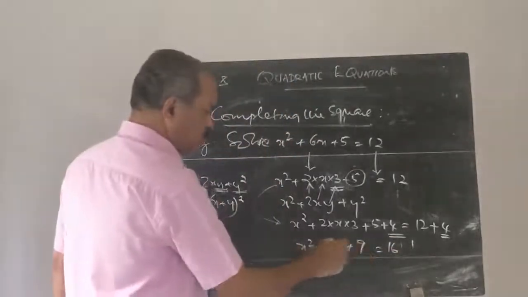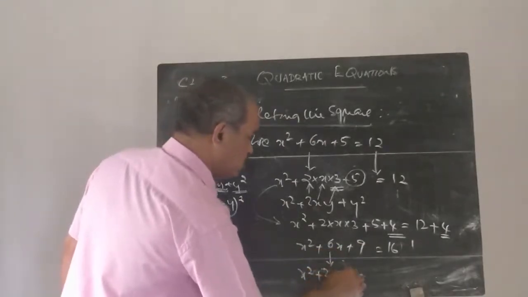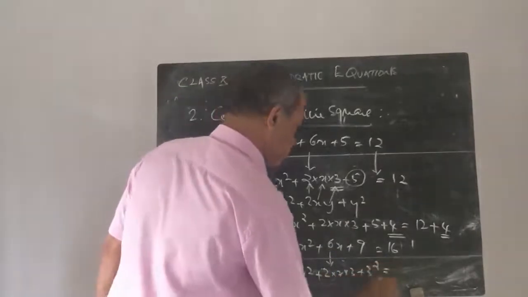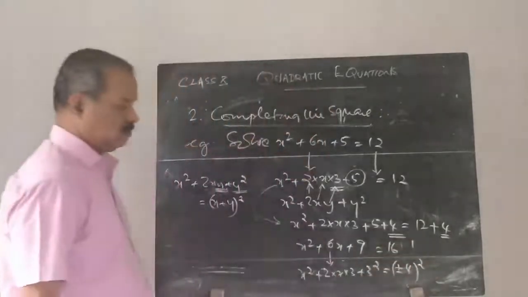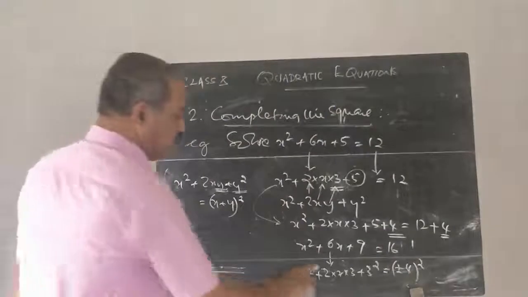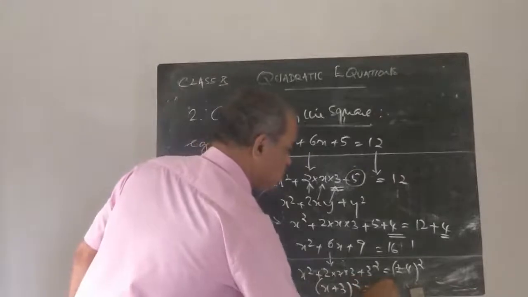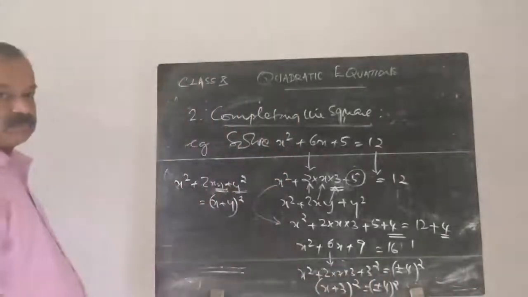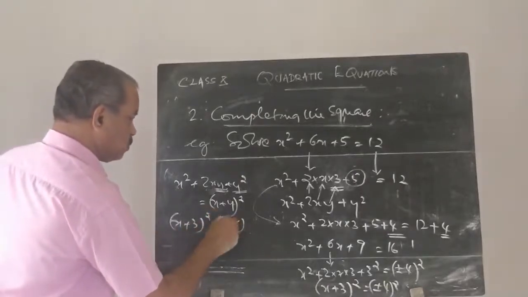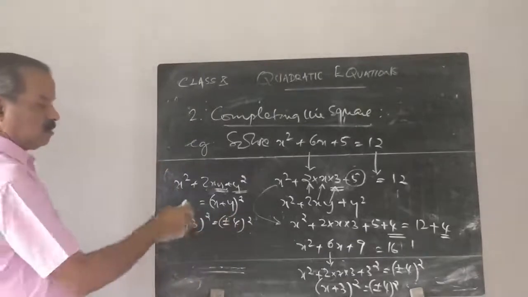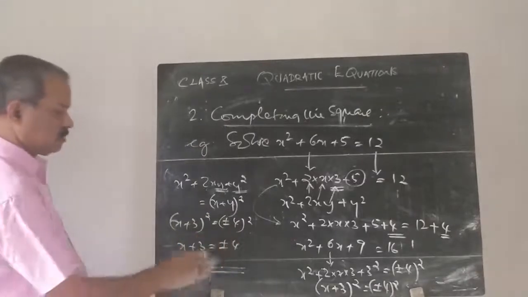That 9 means 3 square. So actually this form is x square plus 2 into x into 3 plus 3 square equal to plus or minus 4 the whole square. The left hand side is x plus 3 the whole square, equal to plus or minus 4 the whole square. Remove the squares from both sides. We get x plus 3 equal to plus or minus 4.